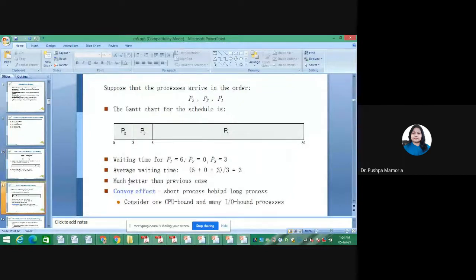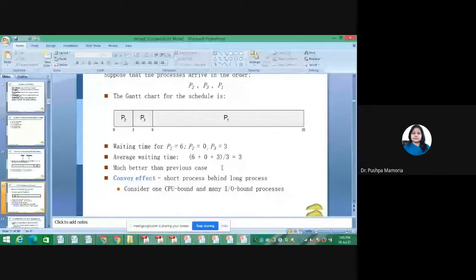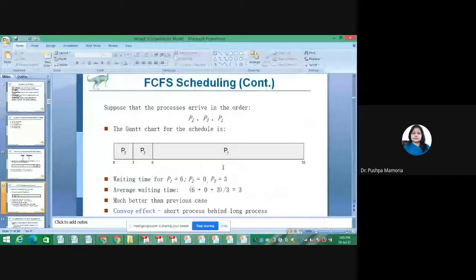So this is known as the convoy effect. Short processes behind a long process, right? Or where all other processes wait for a long process to get off the CPU. That is the convoy effect. So these two methods are clear. Again, we will see the shortcomings of the first method on the basis of preemptive and non-preemptive concepts, right? In the next class.